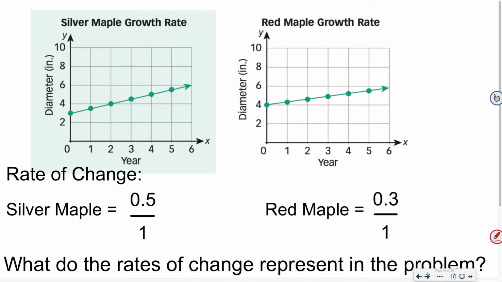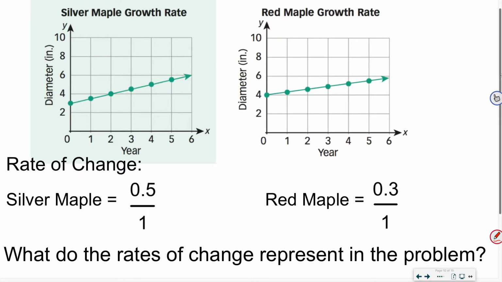So what do these rates of change represent in terms of the problem? We have the 0.3 and the 0.5. How many inches they're growing every year? Which one's larger? Which one's growing faster, I should say? The silver maple. The silver's growing at a faster rate because its rate of change is larger. And what do you notice about the line of the silver maple? It's steeper. It's going up faster. That is what we would consider steep.